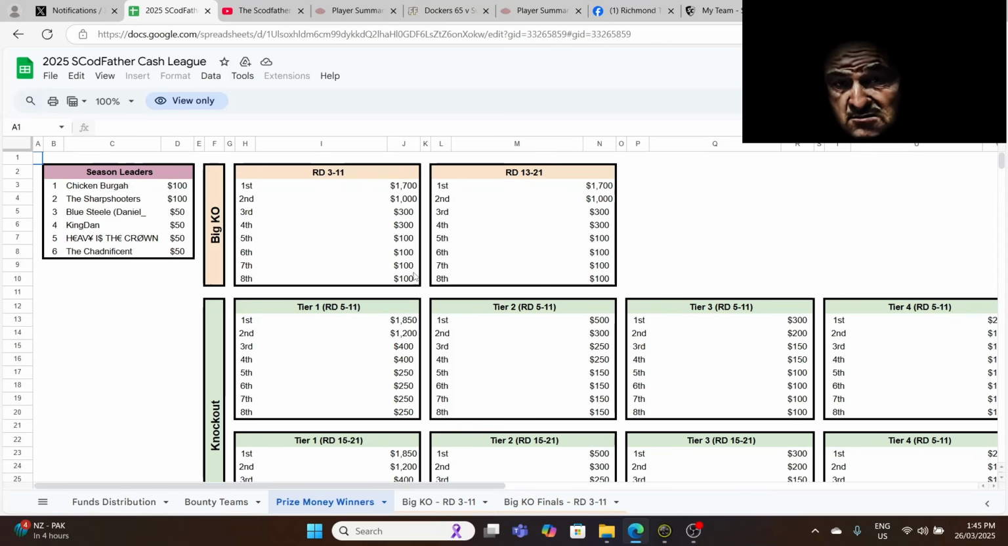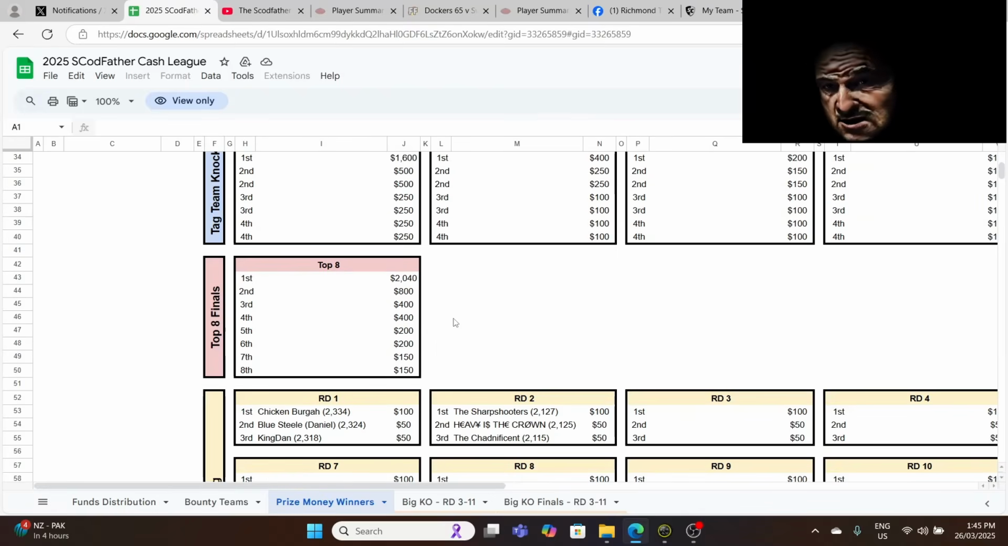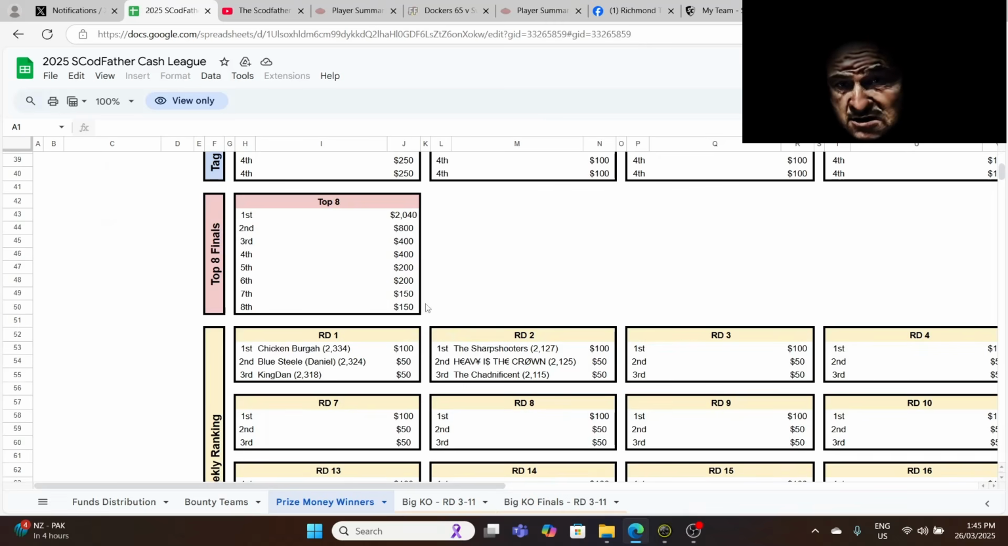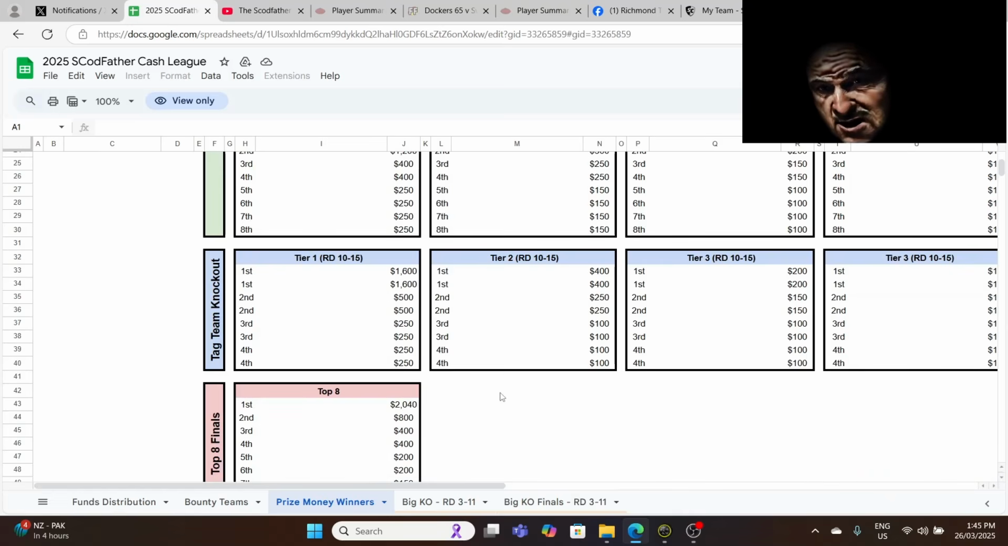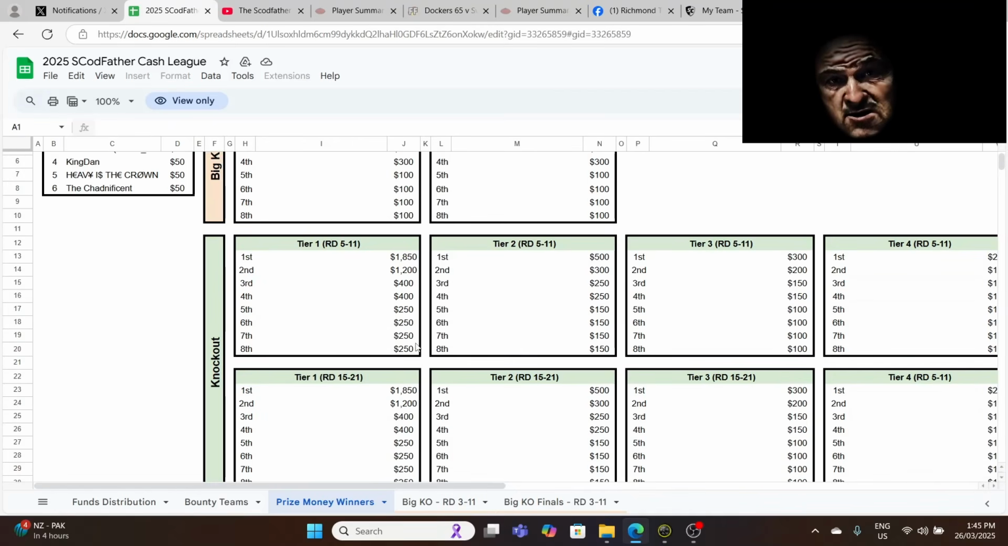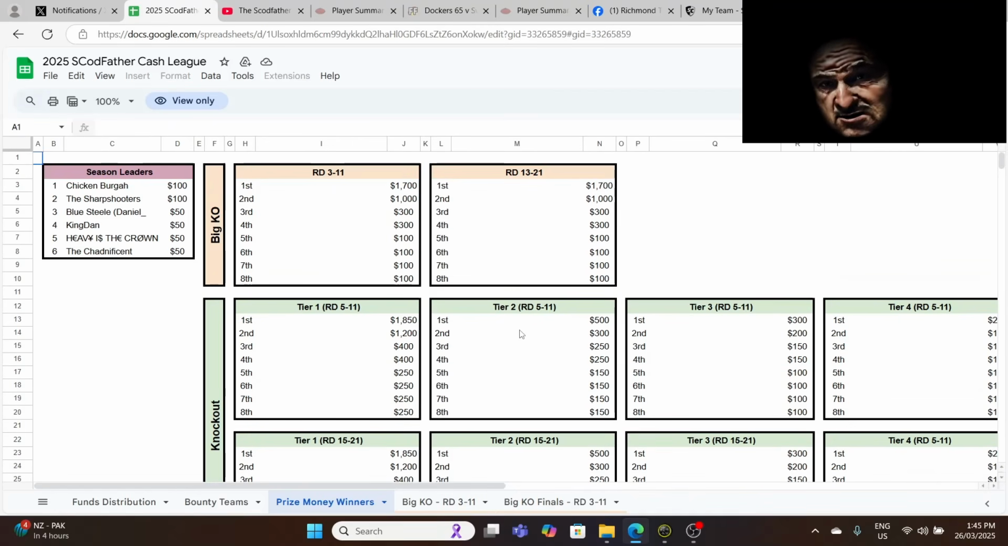Now, we don't have any more here because no one else has collected money yet. However, you can see here we've got weekly rankings. You can see where all the money's going, all right? So you're going to see everything, okay? You're virtually going to see where the money's gone in the tier 1s, tier 2.